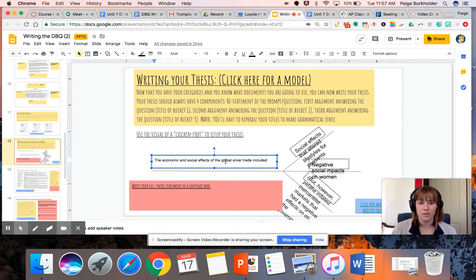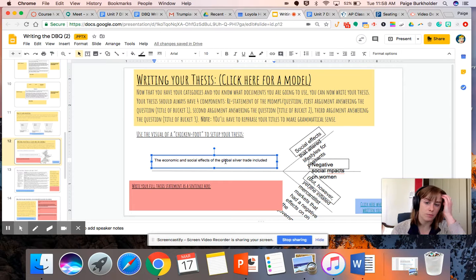Some students try to do this flowery, complex way of establishing their thesis, and it confuses the reader. So what the AP College Board has decided is that unless you explicitly restate the prompt, they just aren't going to give you the point, even if it's a beautiful thesis. Okay, so make sure you restate the prompt as you see it.